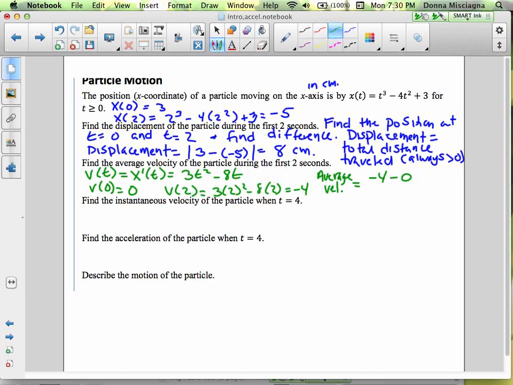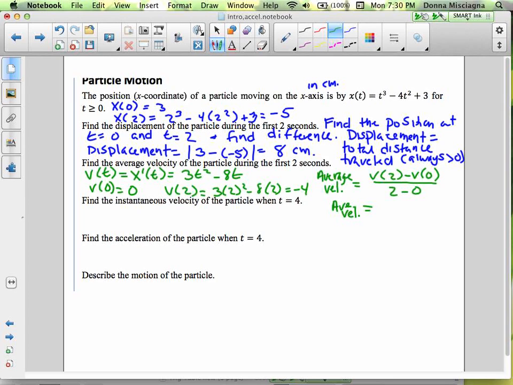Actually, let me write the equation just to make sure it's all clear. So average velocity in this case is going to be v of 2 minus v of 0 divided by 2 minus 0. We should really do that. And by the way, if you're taking a test, especially the AP test, I would write that out because it shows you know what you're doing. And then if you made a slight calculation error, at least you've represented the average velocity correctly.